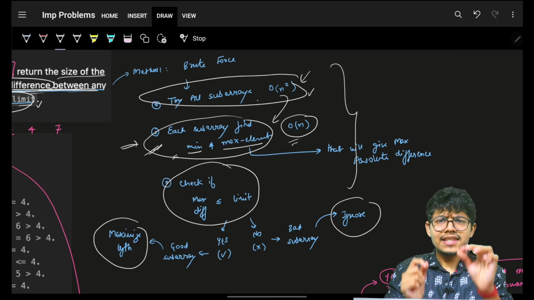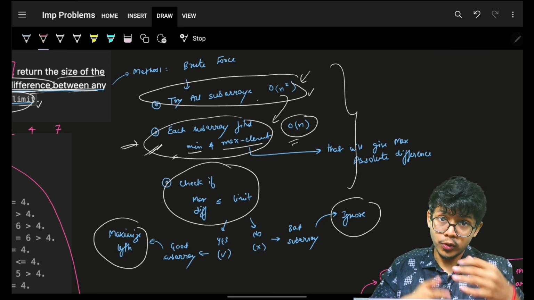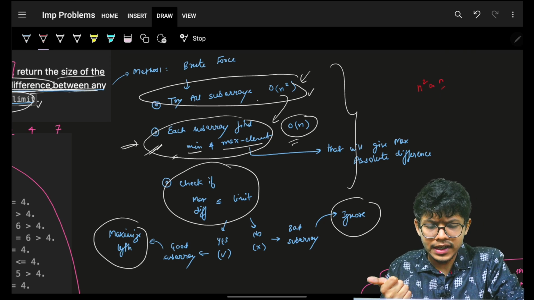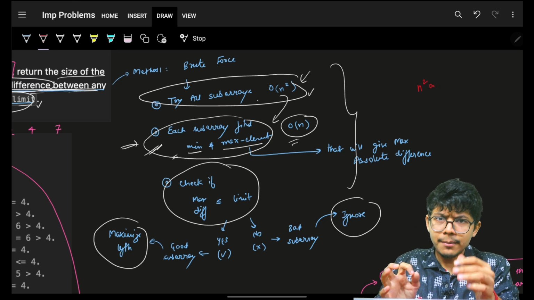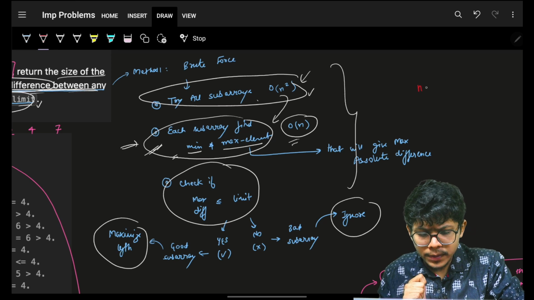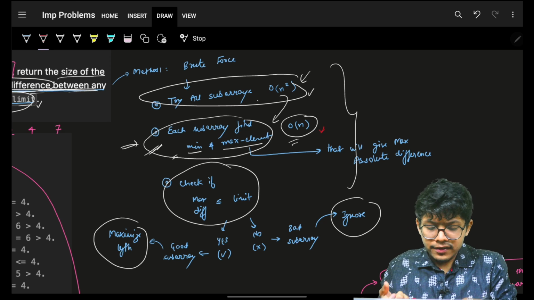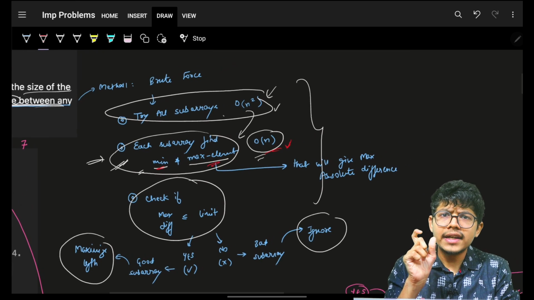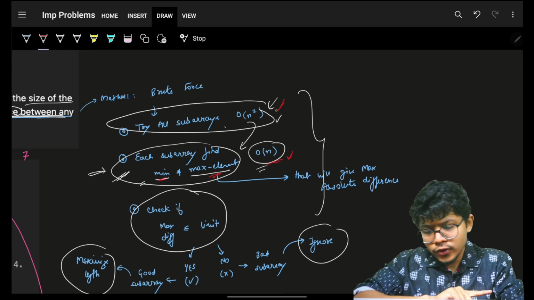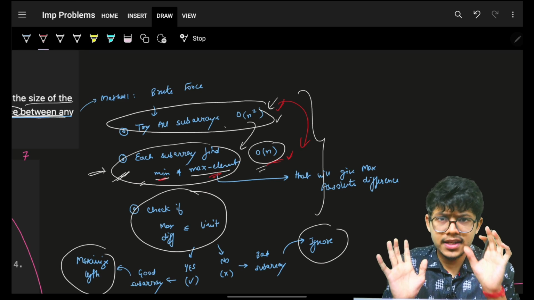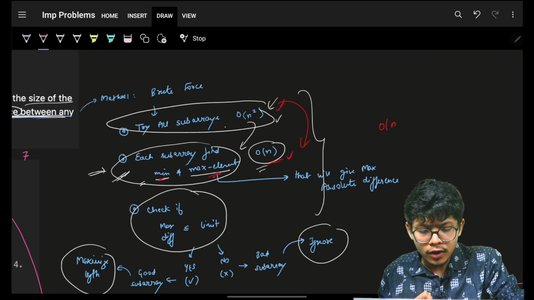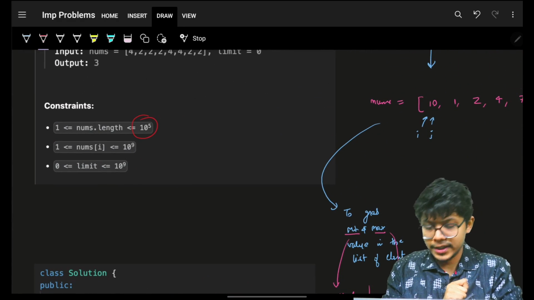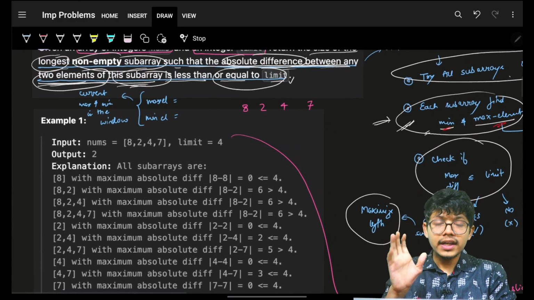We also know one very standard optimization of brute force. Although this is not brute force, because brute force would have been O of n square into n square, we thought O of n square into n will also work because we just take the maximum absolute difference. The optimization is that while generating the subarrays itself, you can find the max and min. That can help you get O of n square as the complexity. But still, seeing the constraints, n square is also high. Now let's come back and see what else we can do.